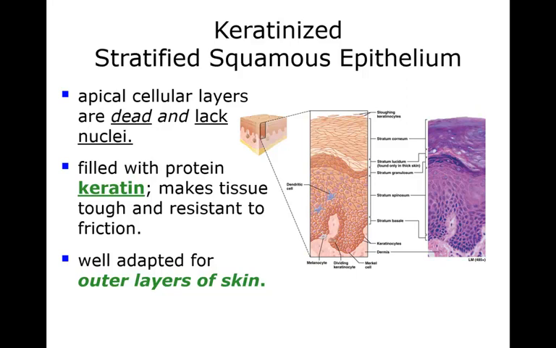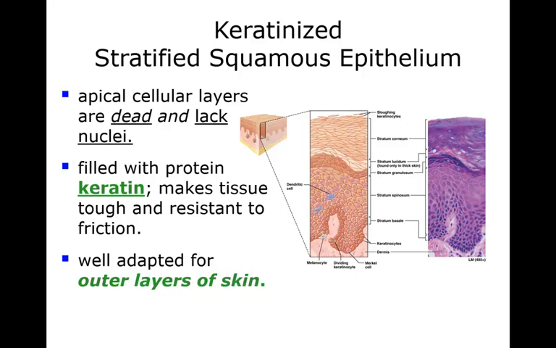As we continue looking through the epithelial tissues, we come to the stratified squamous epithelium. Now, stratified squamous meaning many layers of flat cells, but there's actually two types of stratified squamous. The first is keratinized stratified squamous.